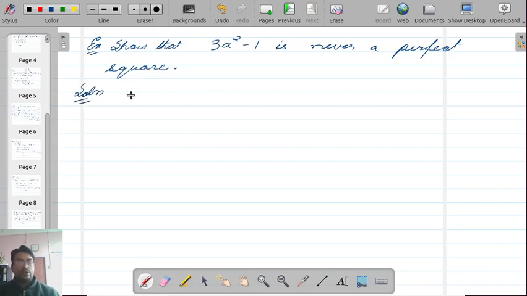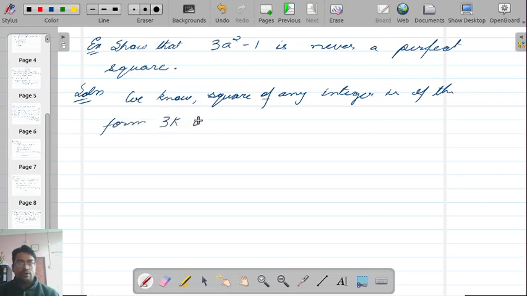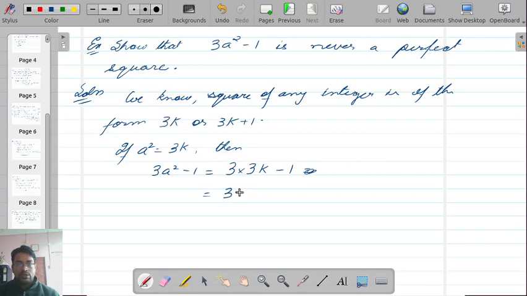So we have already seen square of any integer is of the form 3k or 3k plus 1. Okay, we know square of any integer is of the form 3k or 3k plus 1. Okay. So if a square is of the form 3k, then what about 3a square minus 1? 3a square minus 1 will be like 3 into 3k minus 1.